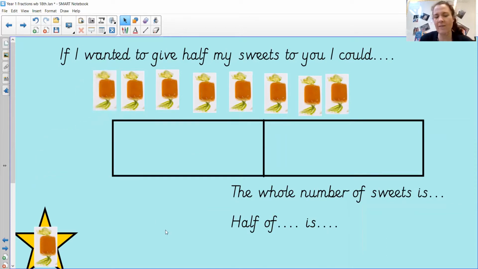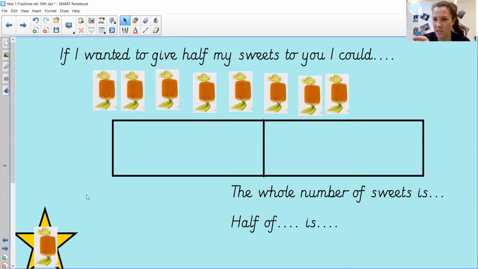So I have now got, oh, how many sweets have I got? Let's count them together. 1, 2, 3, 4, 5, 6, 7, 8. I've now got 8 sweeties here. Okay, so what I'm going to do, oh, my whole number of sweets is 8. Let's say that together. The whole number of sweets is 8. So I now got 8 altogether.